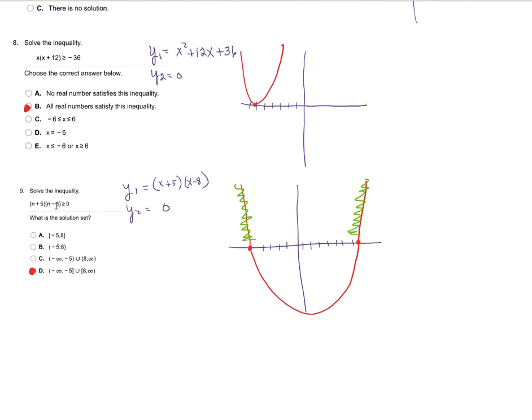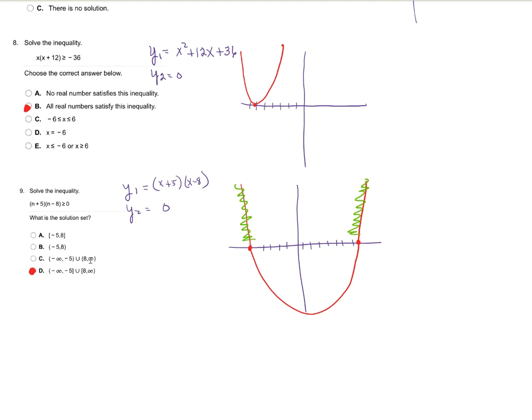Number 9. You can put it in just like this in the calculator. Put x plus 5, parentheses, and x minus 8. And we get this picture. It should be a -5 and a +8. You can tell that from the factors here. It is greater than or equal to, so we have these two pieces, and it's -∞ to -5 with a bracket, u, bracket 8, infinity.